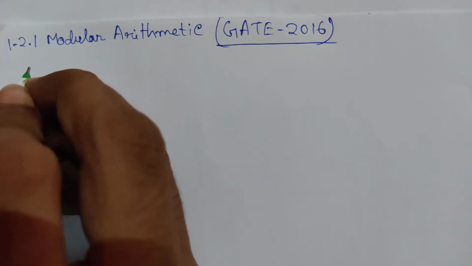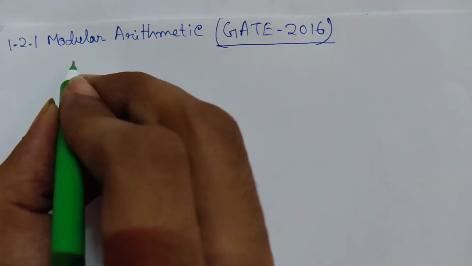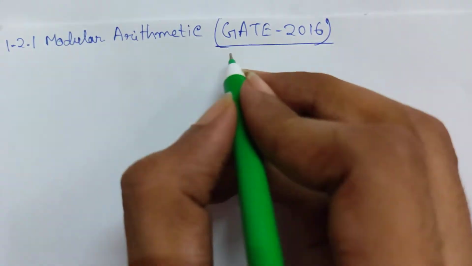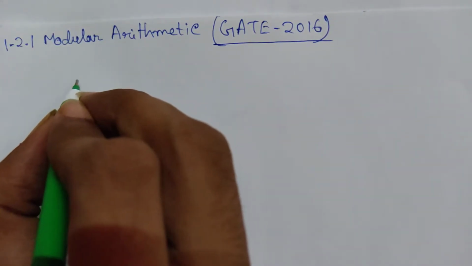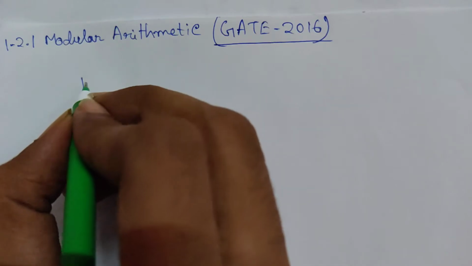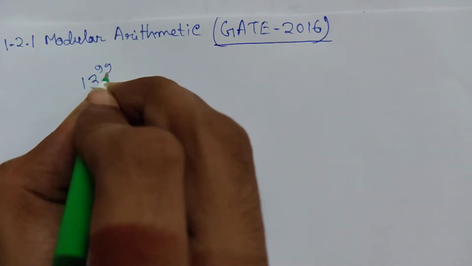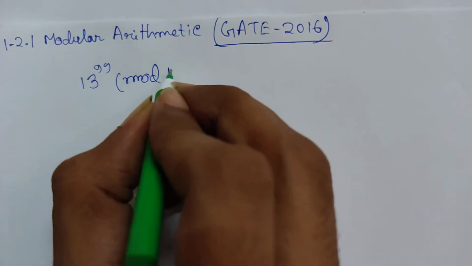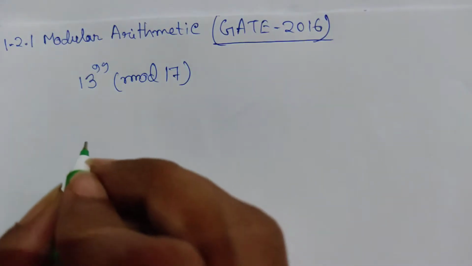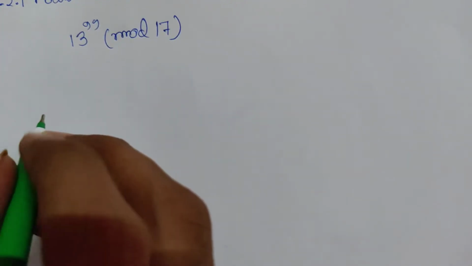Question is from GATE Overflow PDF, question number 1.2.1 from topic Modulo Arithmetic. The question came in GATE 2016. We have to find the value of the expression 13 to the power 99 mod 17. We can easily solve this question using Euler's theorem of coprime.